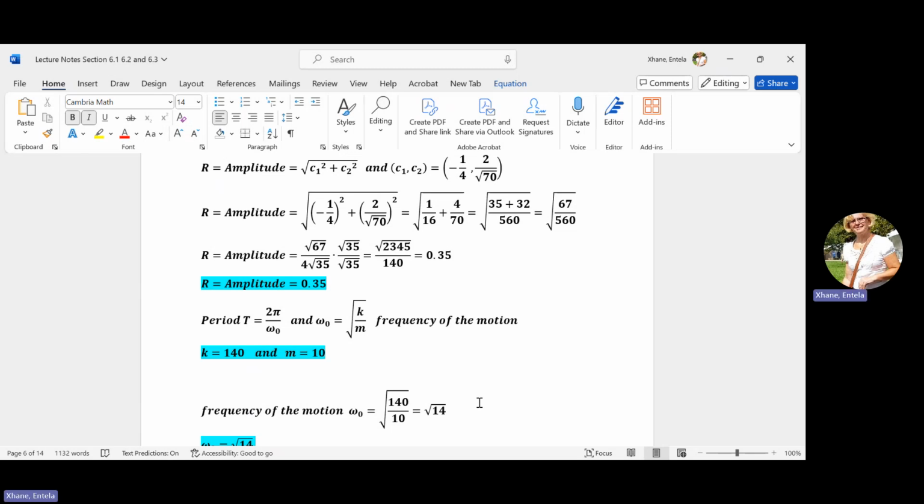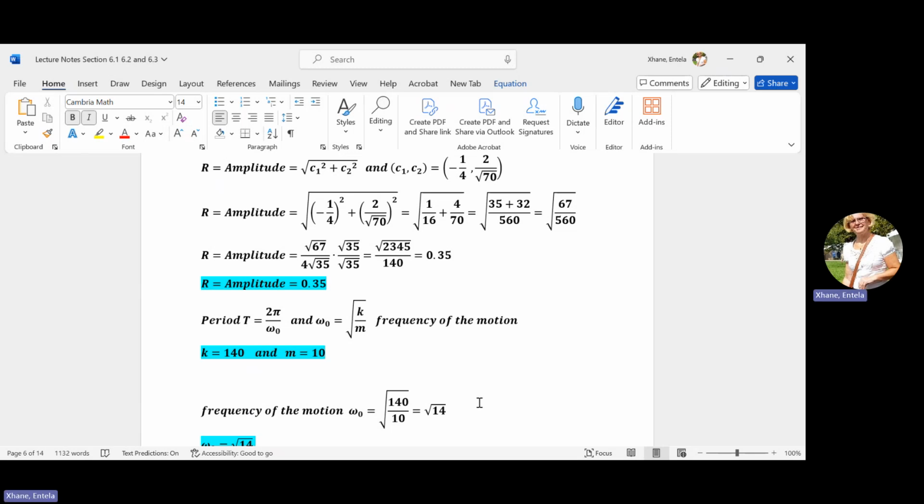So in order to find the new period, we always divide the 2 pi, the old period, by the frequency of the motion, which is the omega 0. The frequency of the motion is computed by the square root of k over m. Again, these are all physics formulas.